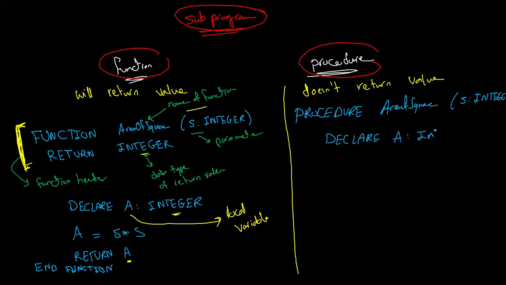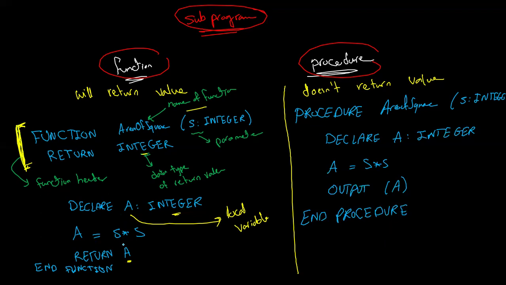Then let's declare the area. It is the same, a local variable, because no one knows anything about it outside this procedure. Now let's calculate area equals side times side. And now we will output the area. You will print the value of area. Then end procedure. In a procedure, you are doing everything, but nothing will be returned.